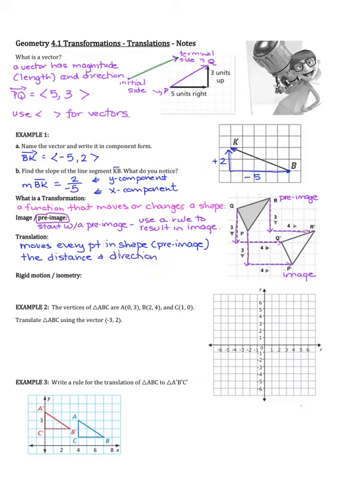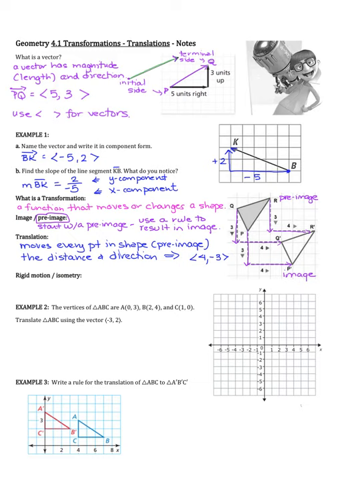Okay. So notice this went down 3 and over 4, or if we wanted to write that as a rule, that would be, let me see, I went forward 4 and I went down 3. That would be the vector that I moved, or the rule that used my pre-image to get to my image.